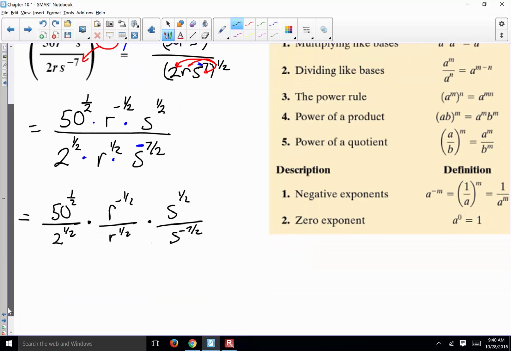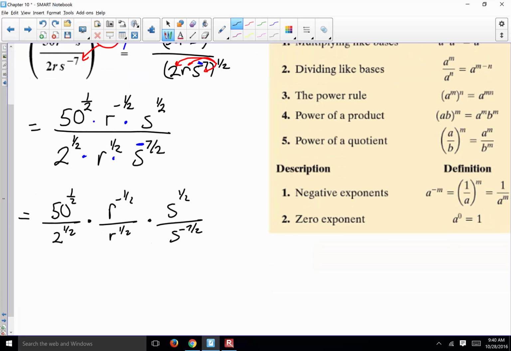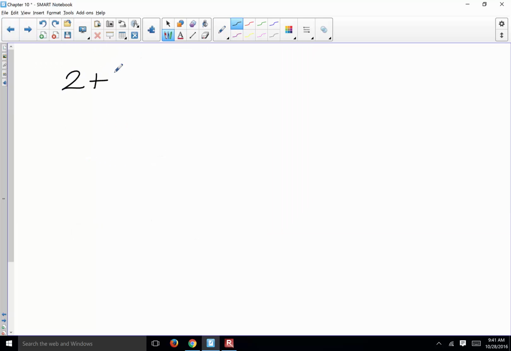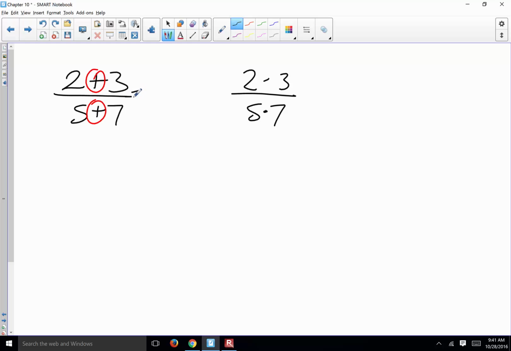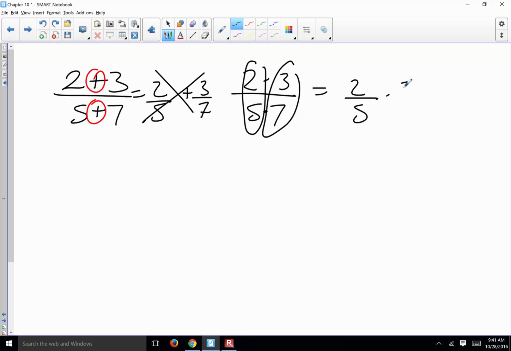Can I? Yes or no? Yes, as long as the numerator and denominator terms are all multiplied, you can. There are cases where you cannot do this. For example, (2 plus 3) over (5 plus 7), or (2 times 3) over (5 plus 7). Here the operation is addition. Do not even imagine separating this as 2/5, 3/7. That is wrong, because it's addition. But if it is multiplication, yes, you can separate them as 2/5, 3/7.